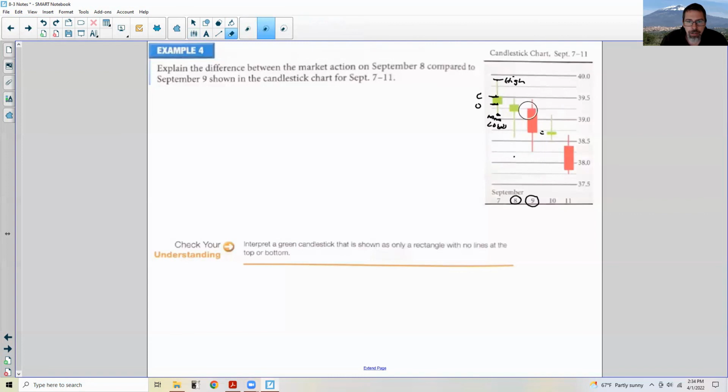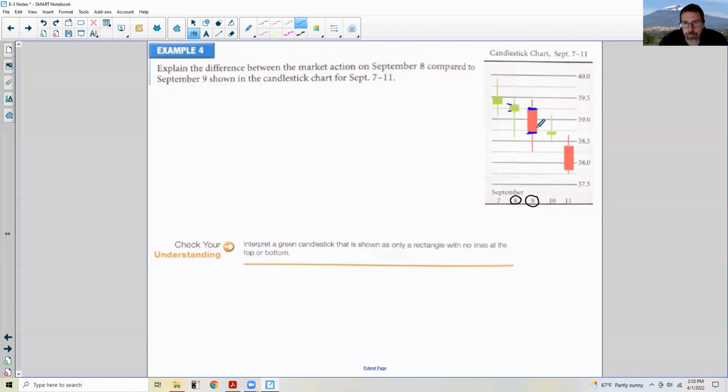And now let's compare the 8th and the 9th. So in looking at this, I would say, all right, on the 8th, it opened here and closed higher. It dropped way below where it opened, but recovered and then went up higher than where it closed. So it was fluctuating around quite a bit. Whenever you have long candle wicks, that means there was a lot of volatility, it's called, and a lot of fluctuation. On the 9th, it opened here, closed way lower.